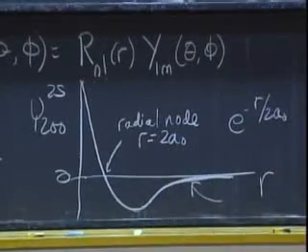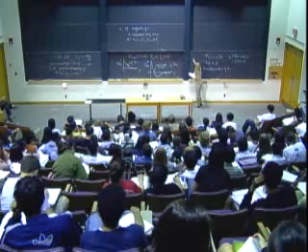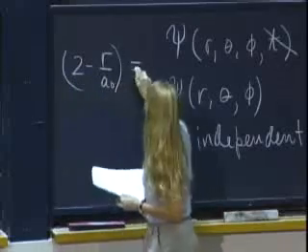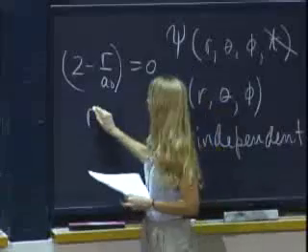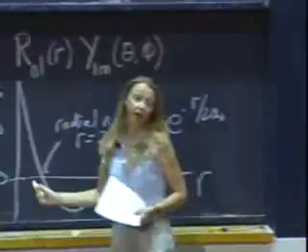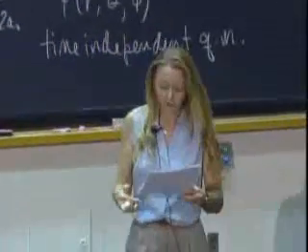If you wanted to solve for that radial node, what would you do? Well, you would take that functional form and set it equal to 0 and solve for r. And so you can see that 2 minus r over a0 set equal to 0, that when r is 2a0, the wave function would have a value of 0. That's how you solve for the value of r at which you have a node.